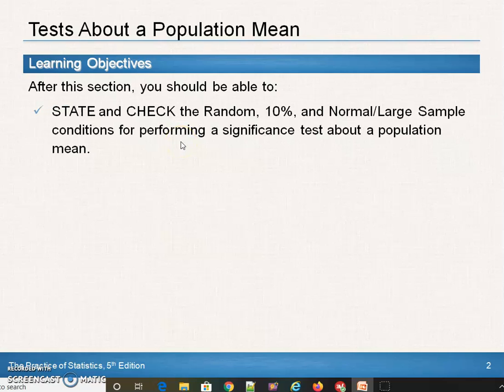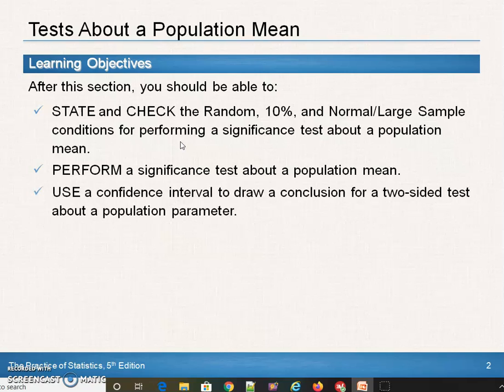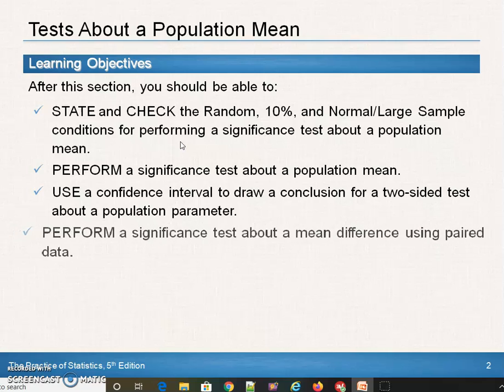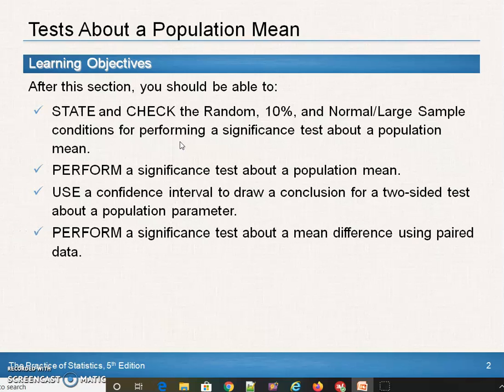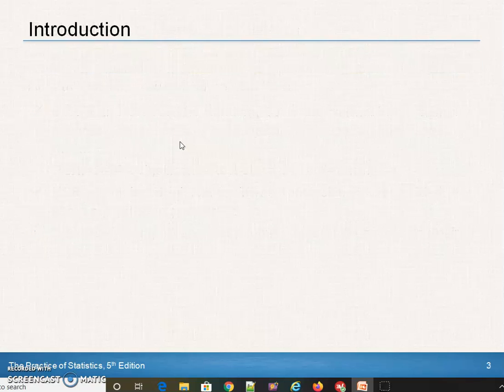State and check random, 10%, and normal/large sample conditions. Sounds familiar to the population proportions. Perform a significance test. Use a confidence interval to draw a conclusion for a two-sided test. Perform a significance test about a mean difference using paired data.